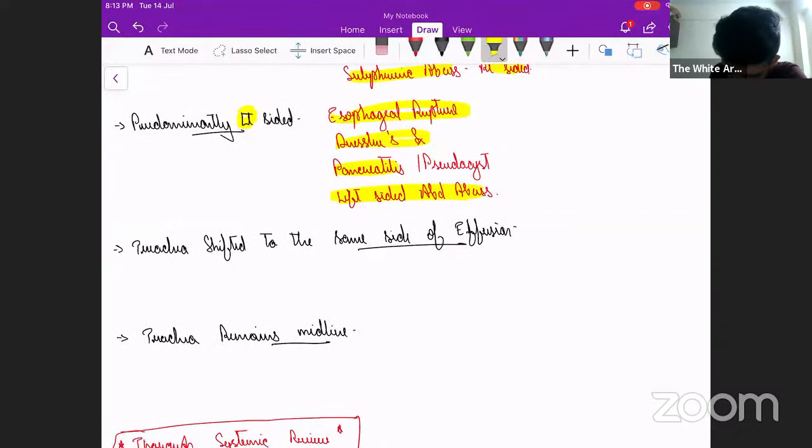Trachea is shifted to the same side of effusion. Is this possible? Anyone? Is it possible in case of collapse or fibrosis? Yes, good. Loculated collapse or fibrosis.